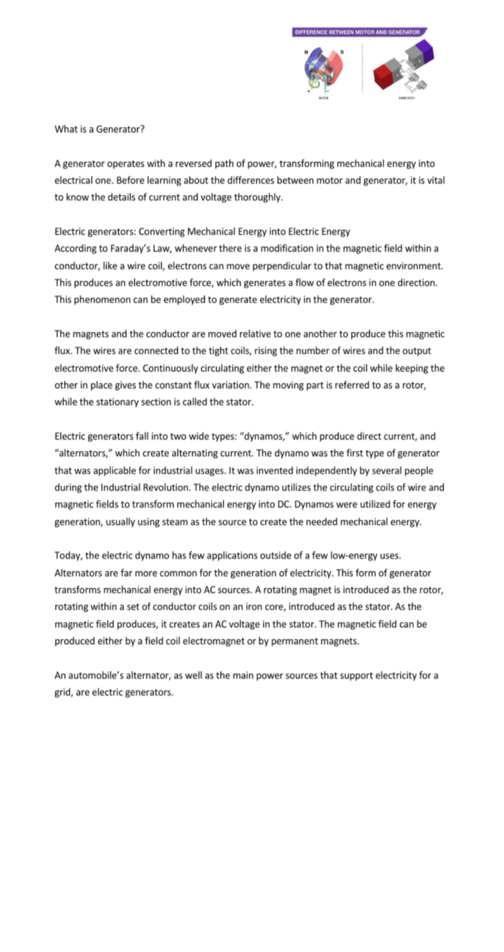Alternators are far more common for the generation of electricity. This form of generator transforms mechanical energy into an AC source. A rotating magnet is introduced as the rotor within a set of conductor coils on an iron core, which is the stator. As the magnetic field is produced, it creates an AC voltage in the stator. The magnetic field can be produced either by an electromagnetic field coil or by permanent magnets. An automobile alternator, as well as the main power source that supports electricity for the grid, are electric generators.